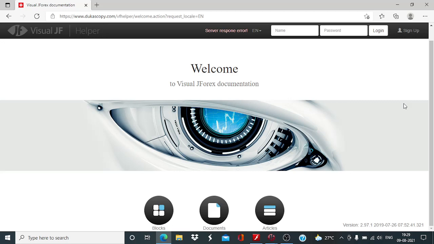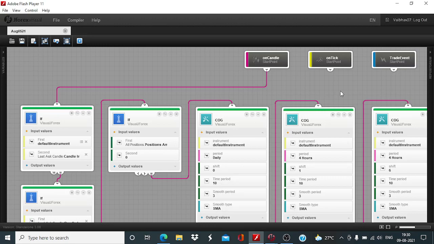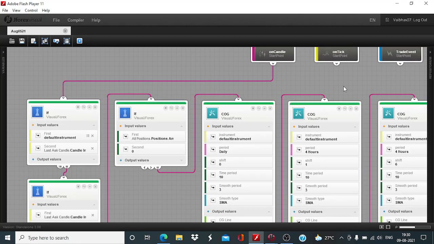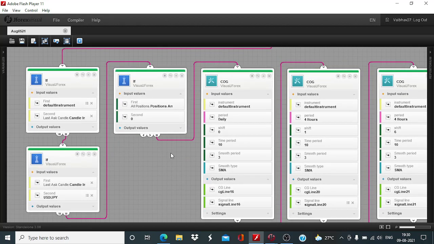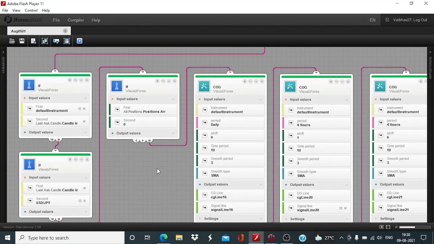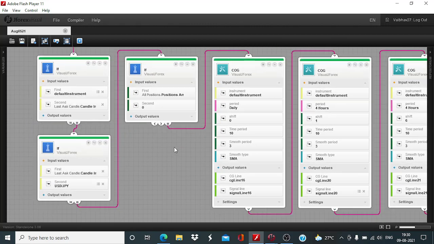In today's session of Visual JForex, I will be completing the setup involving the indicator center of gravity. This is the third and the final session in this series. So let us now head to the Visual JForex board, which has been developed by the Dukascopy Bank SA, so as to make sure that we can develop the algorithms for profitable trading in a very easy manner.